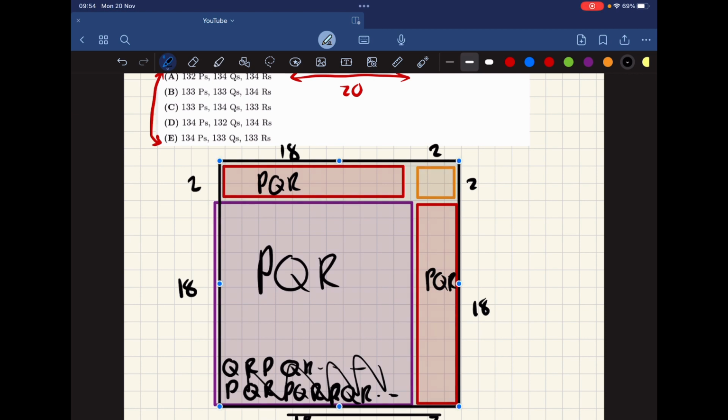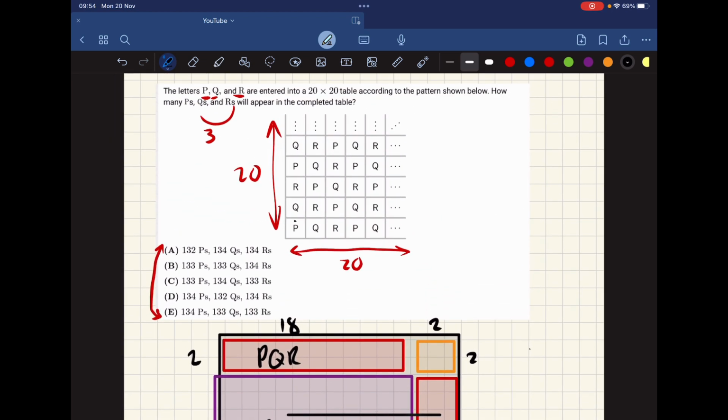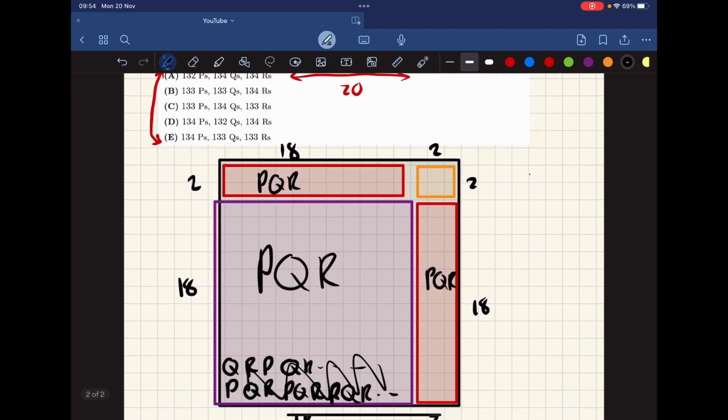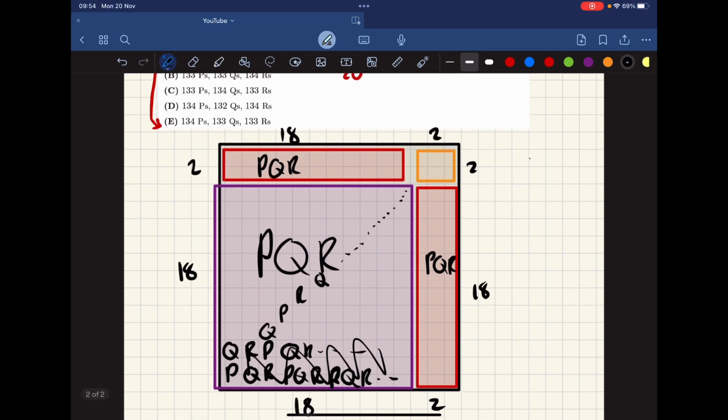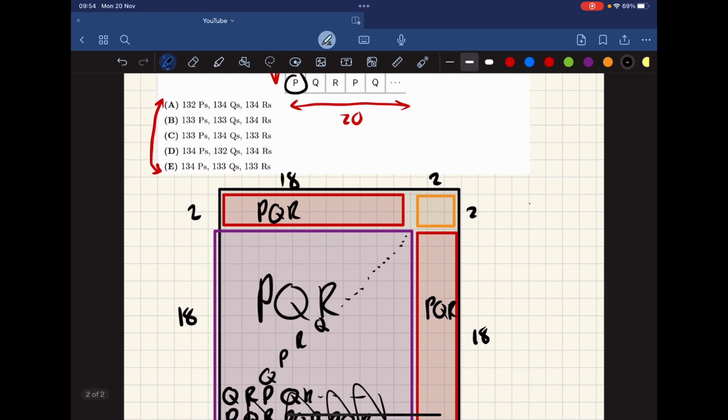So let's see if we can work out what's going to be in this little 2 by 2 square. Well, let's go back to this original one. Can you see it's going to go PRQ, PRQ along the main diagonal? We know it's going to go PRQ, PRQ, PRQ, all the way up, and it's going to go into that perfectly, because 18 repeats every 3. 3 goes into 18, so that means that this one here is going to be P, this one is going to be R, this one is going to be Q, this one's going to be Q.